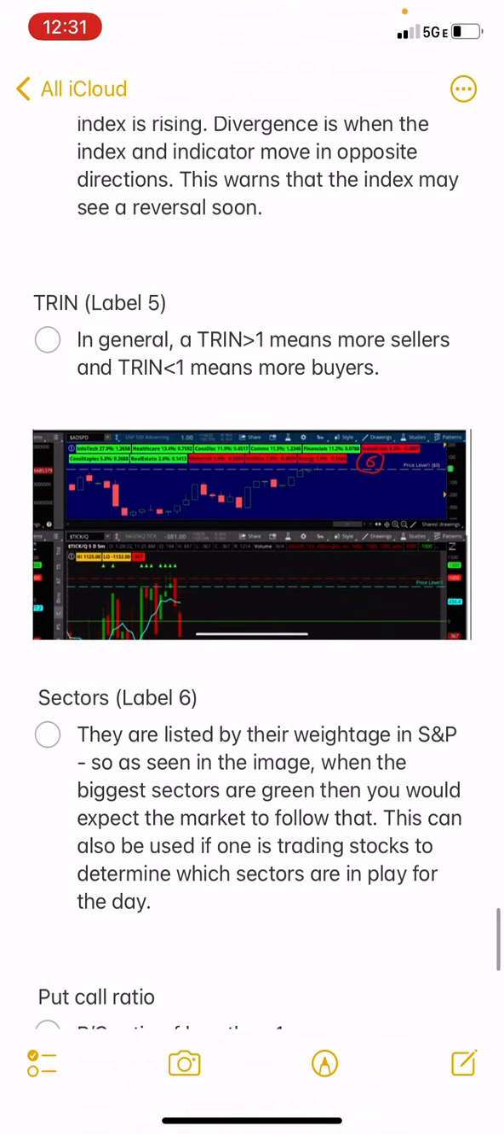Trin, I don't use Trin all that often, but I know some people find a lot of value in it. Basically, a Trin greater than 1 means there's more sellers than buyers, and a Trin of less than 1 means there's more buyers than sellers. Okay.